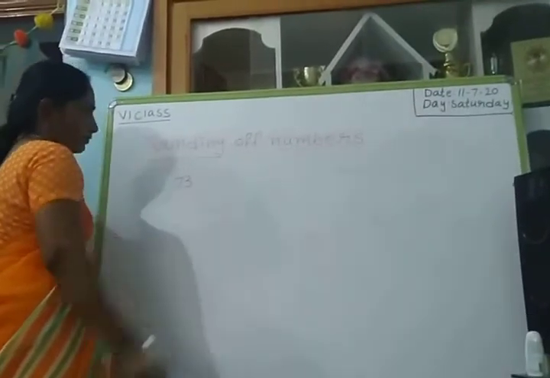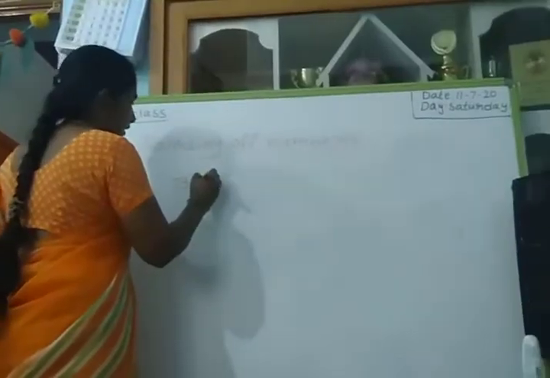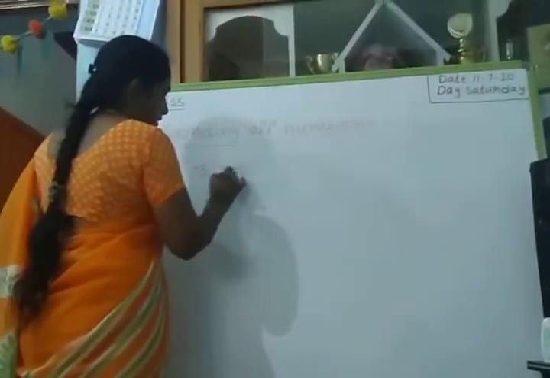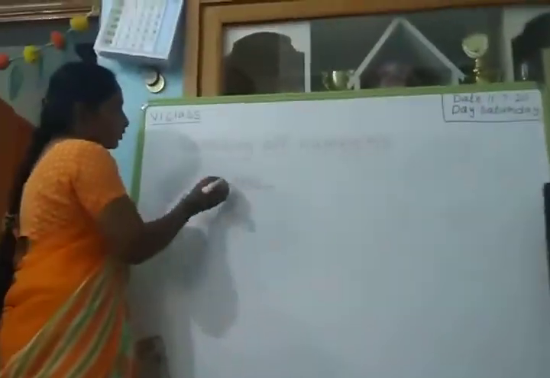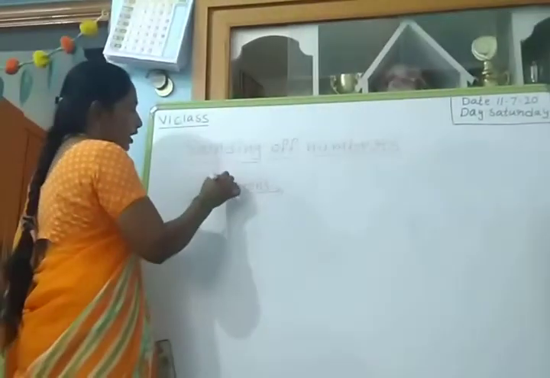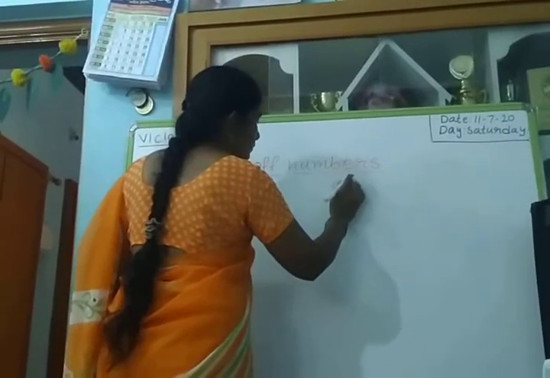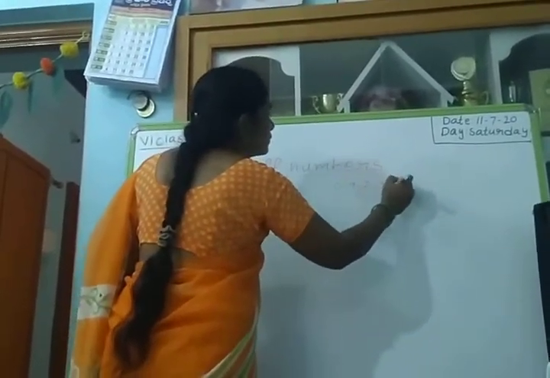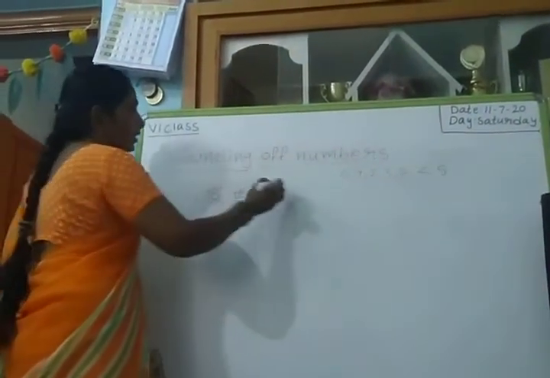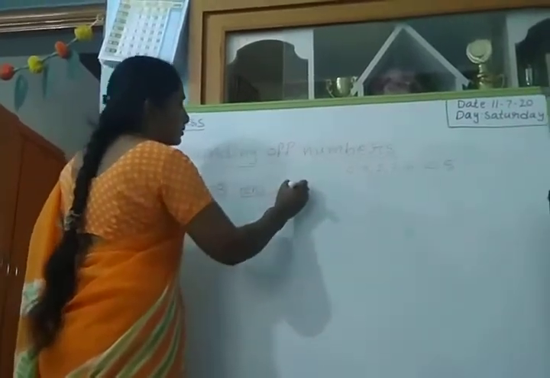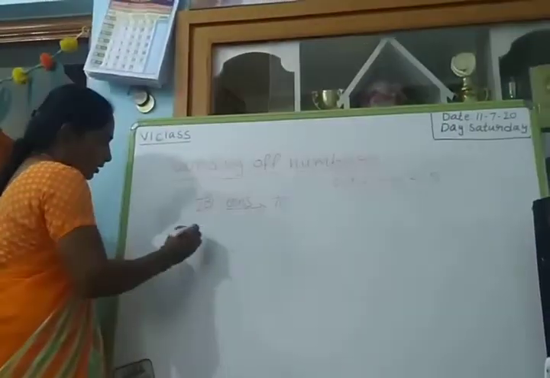For example, round 73 to the nearest tens. Which place we have to round off? Tens place. Then we have to see the ones place. If the ones place digit is less than 5, then write the tens place as it is and make the ones place 0. So 73 to the nearest tens is 70. One more example.